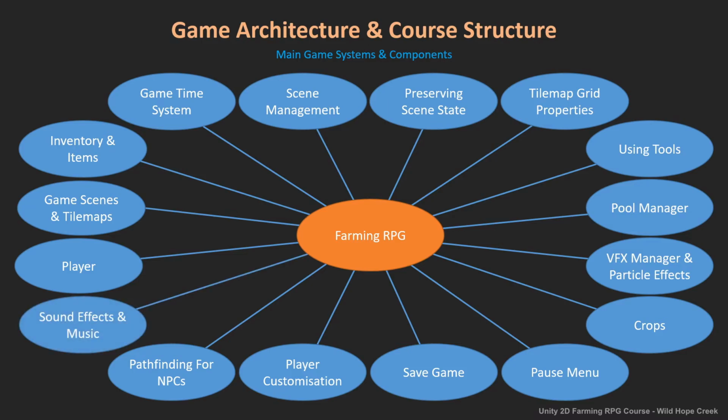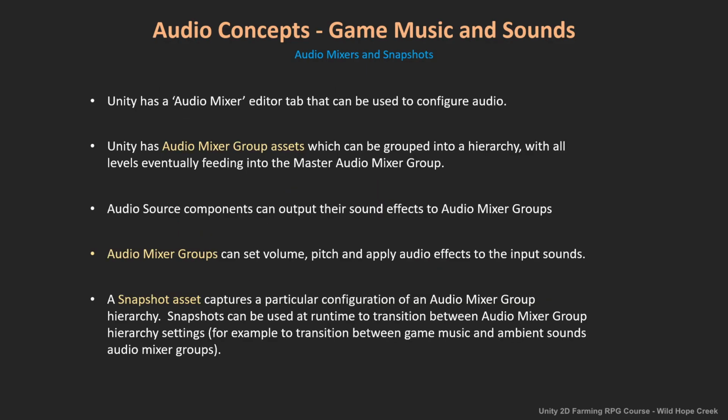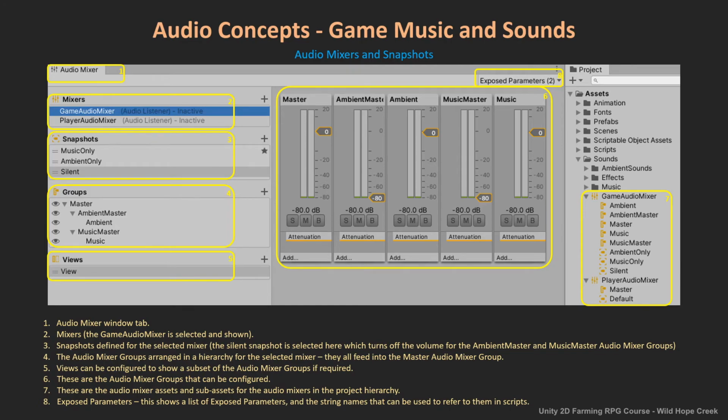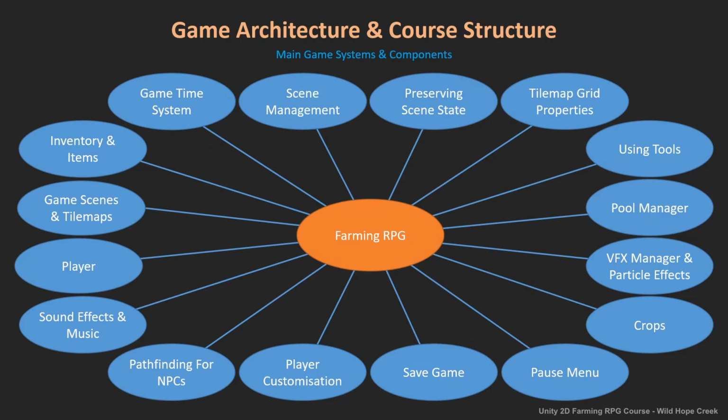In the sound effects and music section of the course, we start by looking at the audio concepts in Unity. We then add player footstep and action sounds to the game. This section rounds off by adding ambient sounds and game music for scenes.